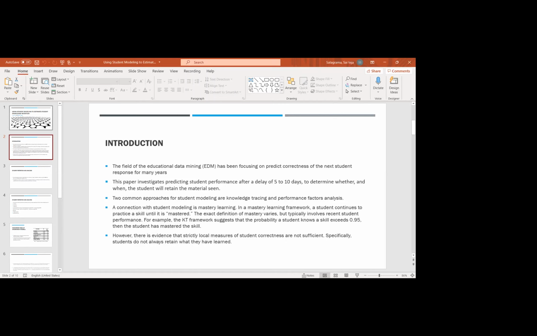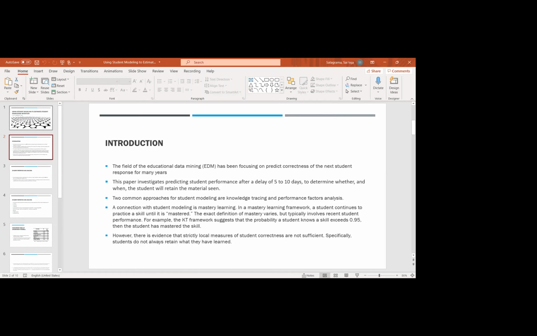The first one is that the factors influencing retention are different from those influencing short-term performance. Especially, they found that the number of student correct and incorrect responses were not predictive for long-term performance, and this is in contrast to most student modeling efforts on predicting performance.